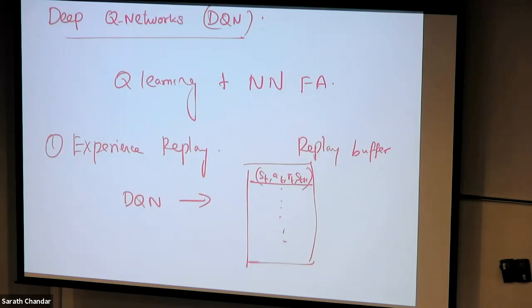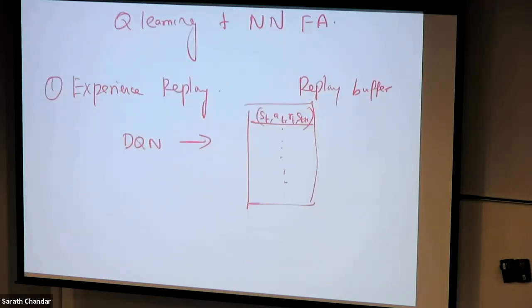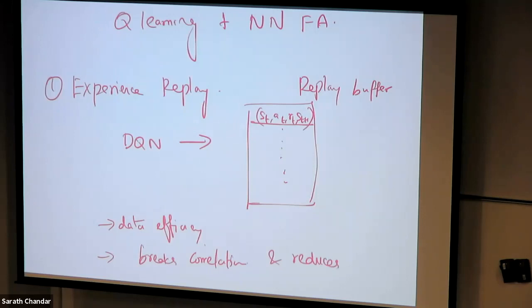Now there are several advantages for doing this. First of all, we have data efficiency. We are storing these examples instead of throwing them away. I'm repeating these examples again and again, which means I can be more data efficient. And second of all, picking this random bunch of examples breaks correlations, and hence reduces the variance in the update.